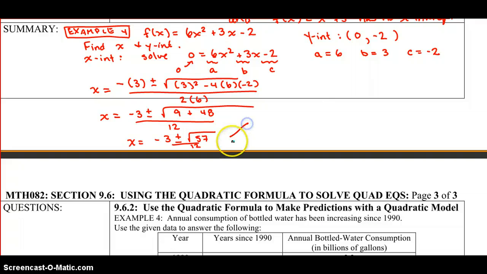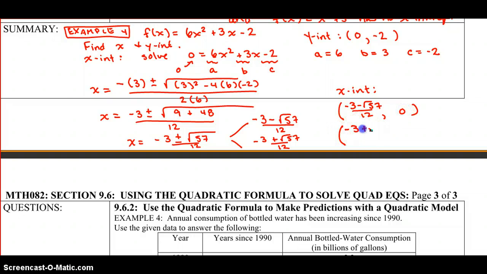So that means we can rewrite our two x values. We've got negative 3 minus the square root of 57 all over 12, and we've got negative 3 plus the square root of 57 all over 12, which, if we put them together for our x-intercepts, those were the inputs that gave us an output of 0. So we've got one x-intercept at this point and another x-intercept at this one. Okay, so some of your answers will have radicals still in them when it asks for an exact answer, and what's under the radical is not a perfect square.